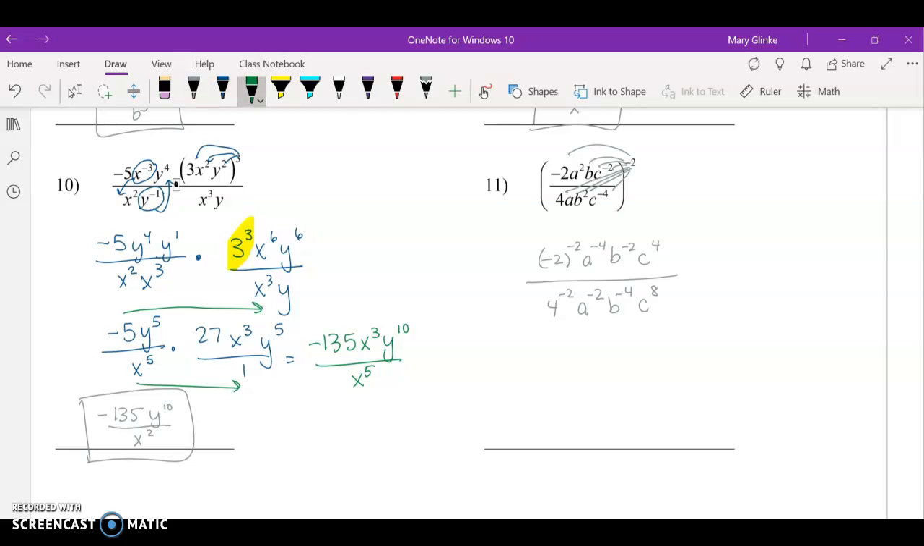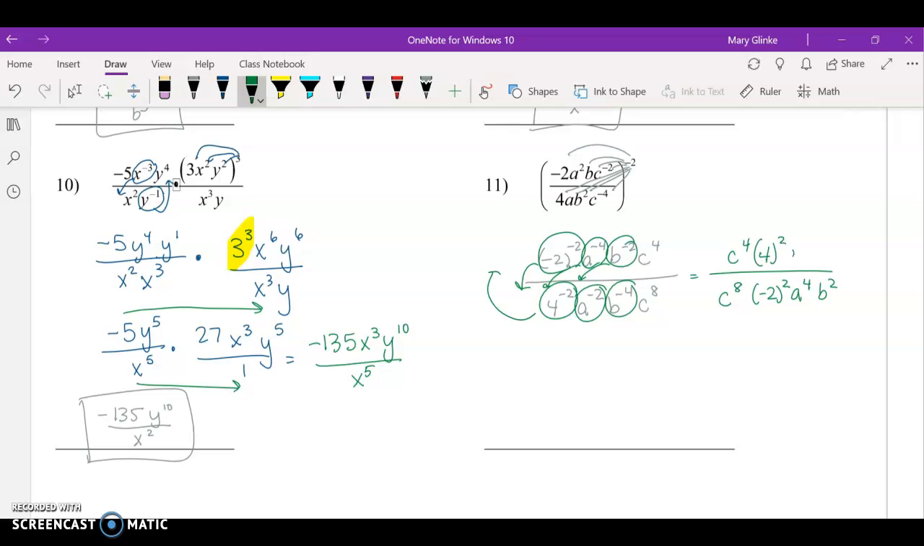So that's step 1. Step 2 is anything that has a negative exponent, I'm going to circle and move. So I still have the c to the fourth up top and c to the eighth down low. The things that are moving down are the negative 2 now squared, a to the fourth, and b squared. The things moving up now are going to be 4 squared, a squared, and b to the fourth.